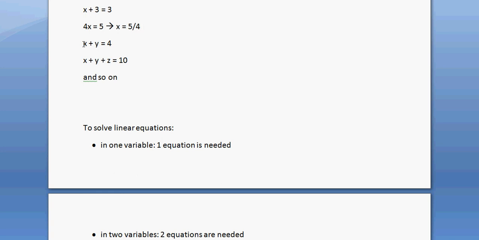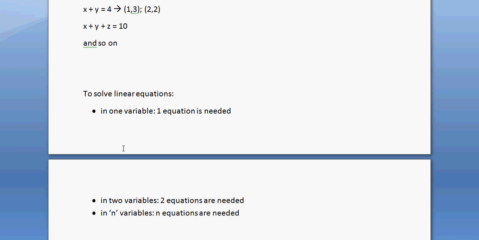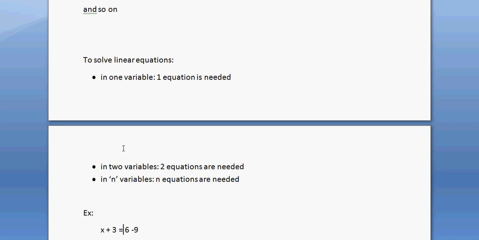But if we have x plus y is equal to 4, can we solve it? No, we cannot, right? Because x is dependent on y. So there can be a solution called 1 comma 3, right? Or there can be a solution which is 2 comma 2. All these satisfy this equation. So there is no solution from this single equation. So in general we can say, to solve a linear equation in one variable, we need one equation. To solve linear equations in two variables, we need two equations. And to solve linear equations in n variables, we need n equations.